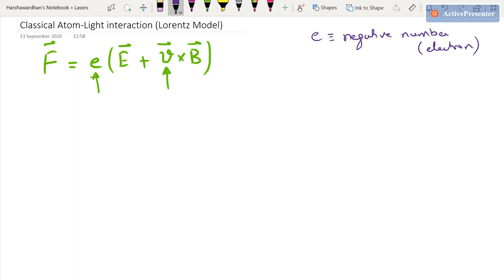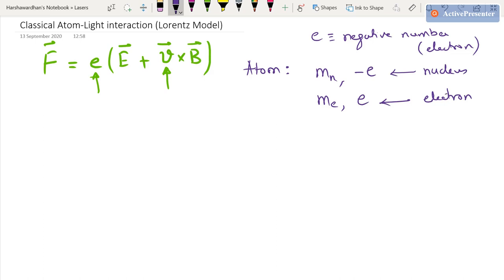And for the atom, let me assume a few things. My atom has got a nucleus and the electron. So in the simplest scenario, let us say the mass of my nucleus is denoted by Mn. The charge of the nucleus is minus e. Remember, because e was a negative number, this is a positive number. And the mass of the electron is Me, and the charge on the electron is e.